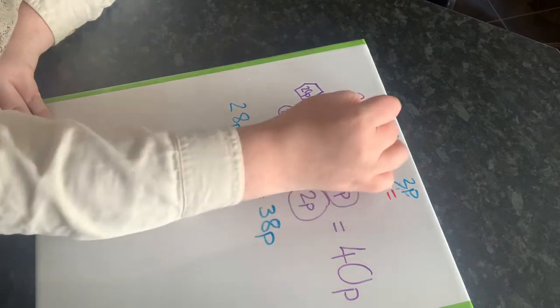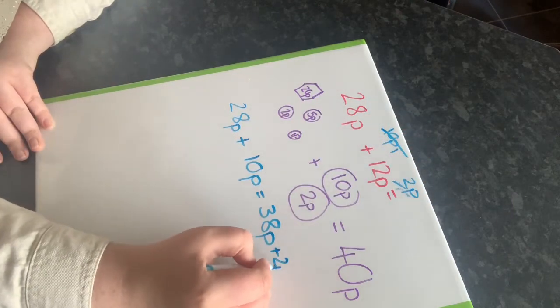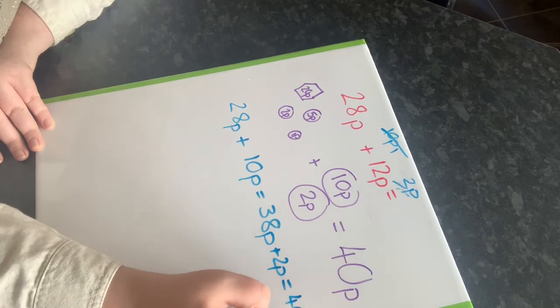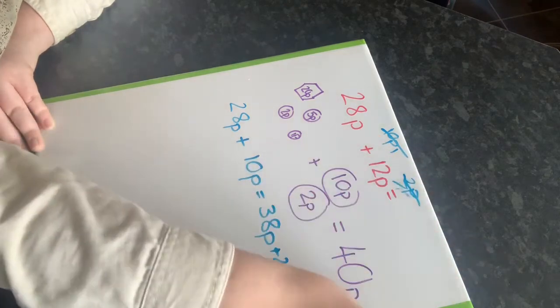And then I've just got my 2p to add. 38 add 2, I know is 40. And the answer is 40 pence.